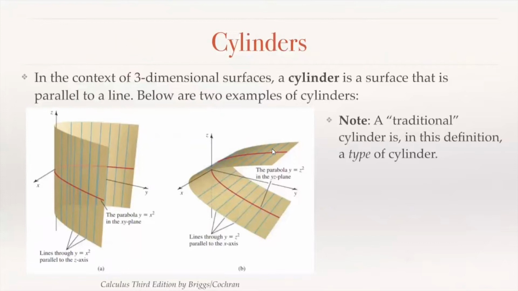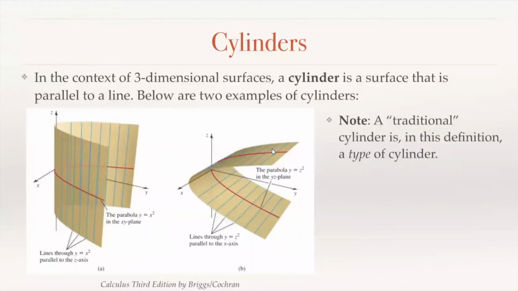So first, the simplest type of surface is a cylinder. And in higher mathematics, a cylinder is not the cylinder that you're thinking of. It is any surface that is parallel to a line. So these two guys are examples of cylinders. And a traditional cylinder is, in this definition, a type of cylinder.